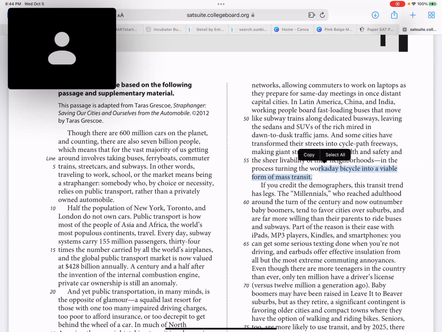That one's also a very, very tricky one. That's about as hard of a words-in-context question as I've seen, I'll be honest. The official answer says, if you look in the last paragraph, the author explains the trend of people who became adults around the end of the 20th century, again citing millennials, are more willing to use public transport. The author notes, if you credit the demographers, this transit trend has legs. In this context, credit means to believe them, to believe their assertions about the trend that young people are willing to actually ride public transport more often.